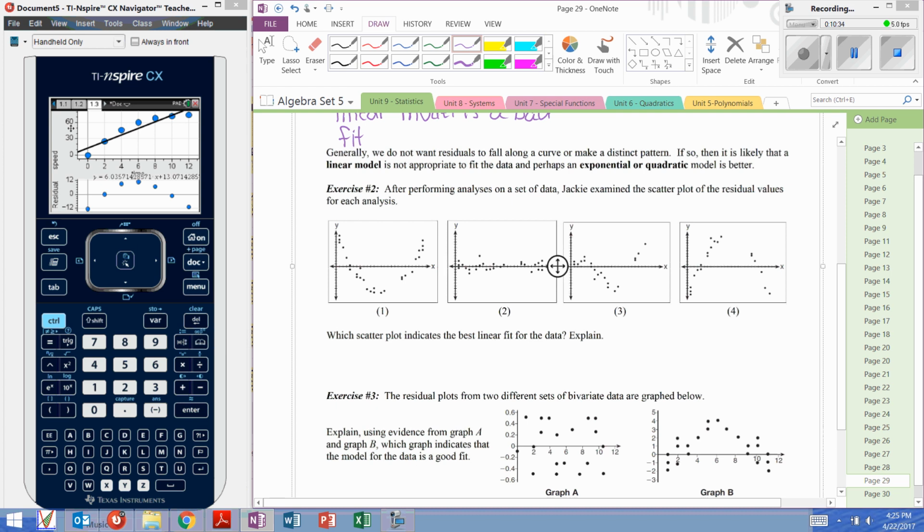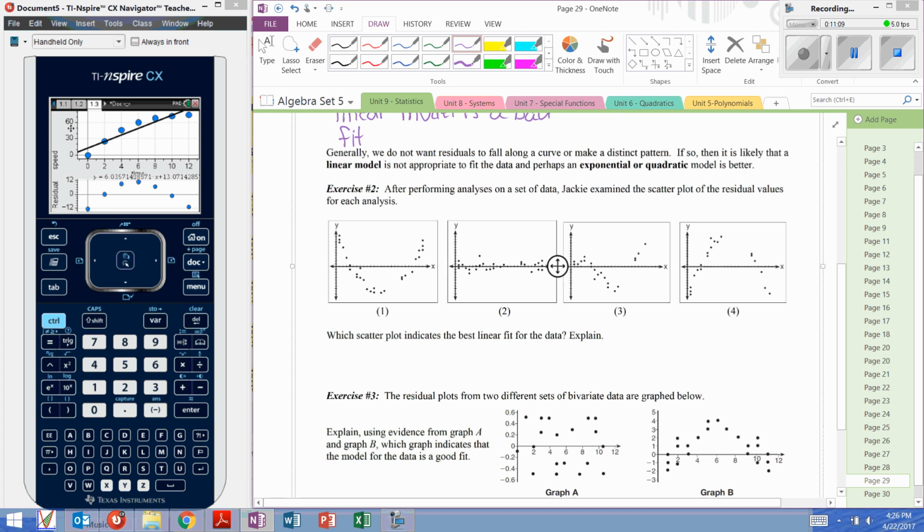Okay, so if we read on, it says, generally, we do not want residuals to fall along a curve or make a distinct pattern. So what that just means to us is that a linear model is not best. We probably need to use either an exponential or quadratic model. But for algebra purposes, we just need to know whether or not a residual plot shows a good model for the data. So is a line of best fit good or bad? If the residual plot makes a pattern, it's a bad fit. If it's scattered, it's a great fit.